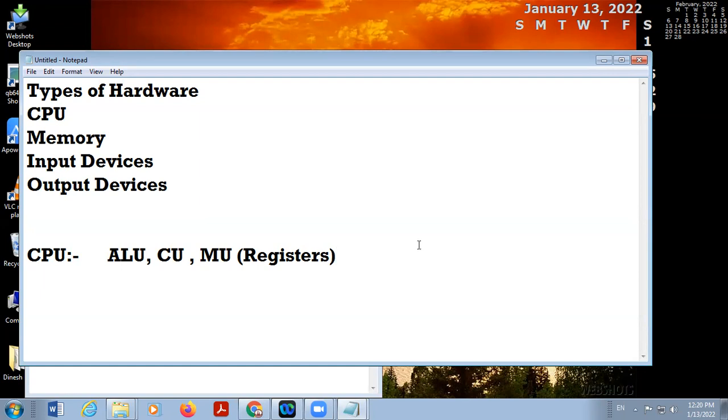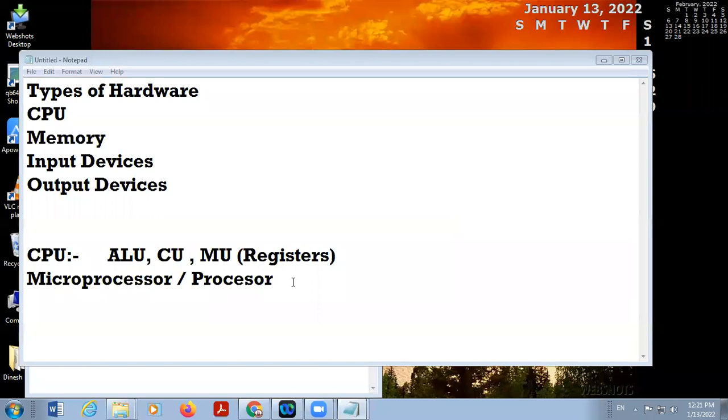Another name of CPU is microprocessor, or we can say it's just a processor. Clear? It is a small chip that is pasted on the motherboard. So this is called a CPU. CPU is the brain of your computer system, the computer brain, you can say. So this is about your CPU.